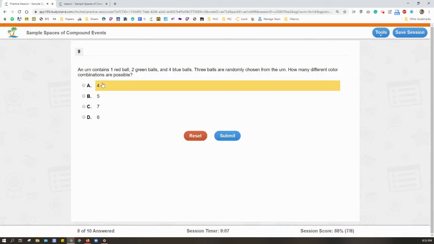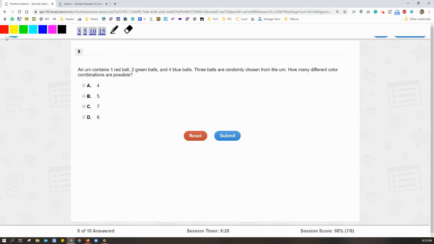Number 9, an urn contains 1 red ball, 2 green balls, and 4 blue balls. 3 balls are randomly chosen from the urn. How many different color combinations are possible? So here we just have to list all the combinations if we choose 3 balls randomly at one time from the urn. So let's go ahead and count them all up.